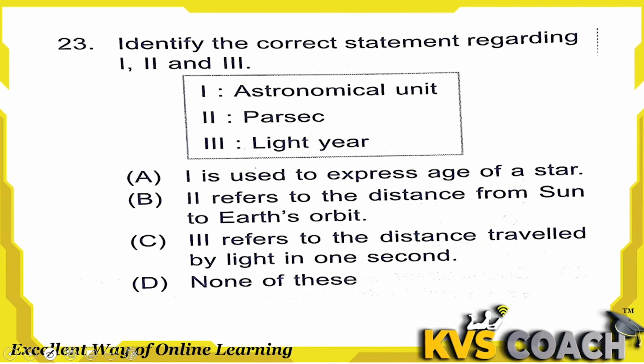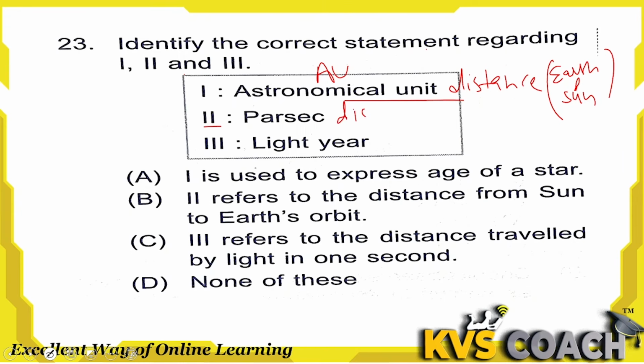Next question is identify the correct statement regarding first, second and third. Let's check. First one is astronomical unit. Astronomical unit is the unit of distance, okay. But distance of what? This is the unit for measuring the distance between the earth and sun. Earth and sun measurement can be done by this AU unit. The astronomical unit is also known as AU. Option second here is a parsec. Parsec is also a distance unit, okay, and it measures the distance that light actually travels in the vacuum.